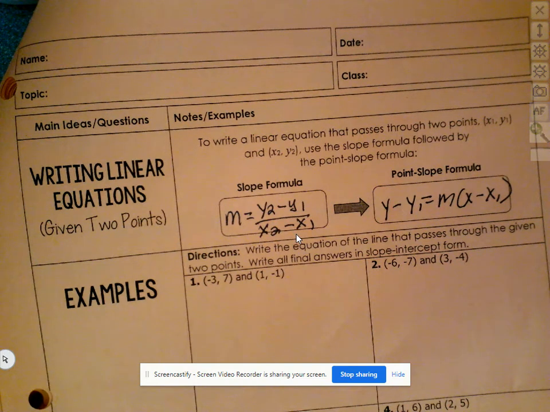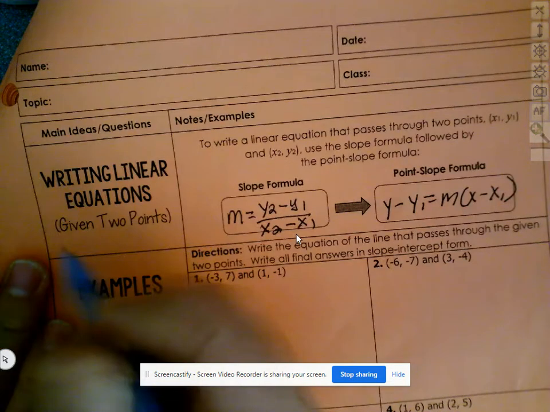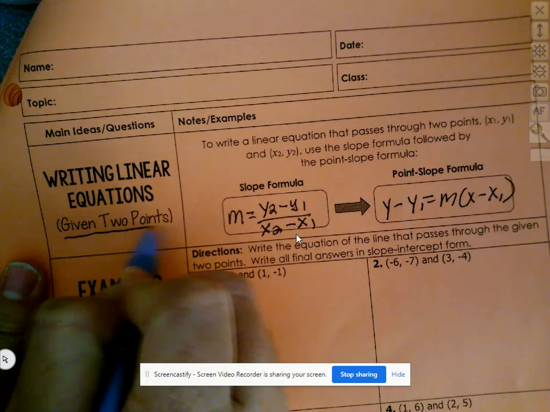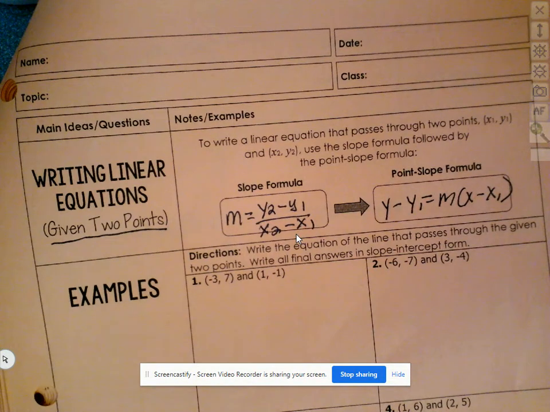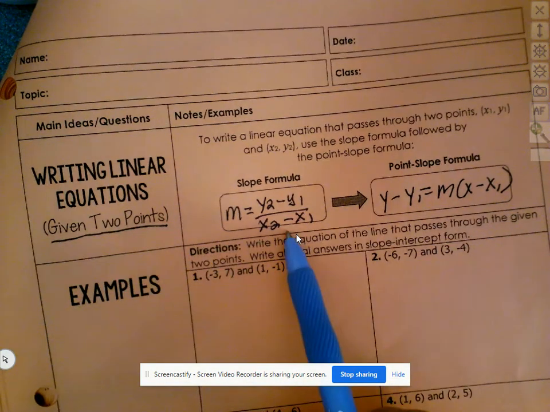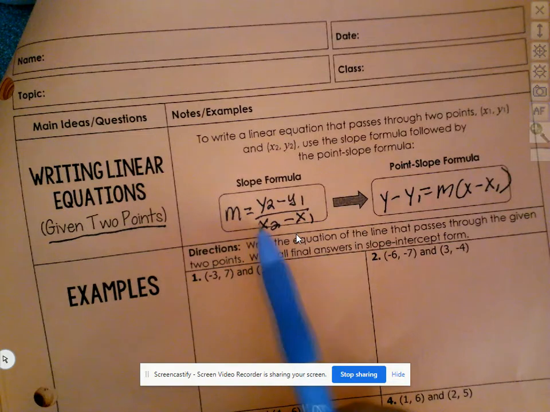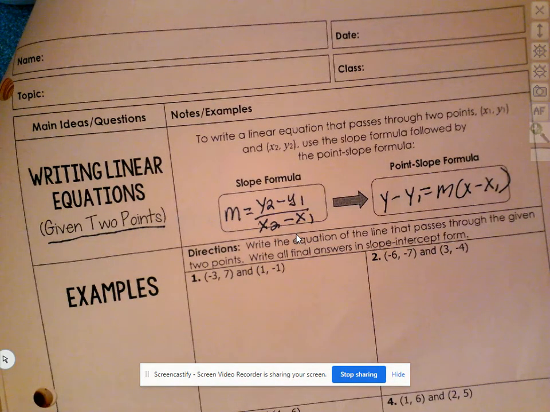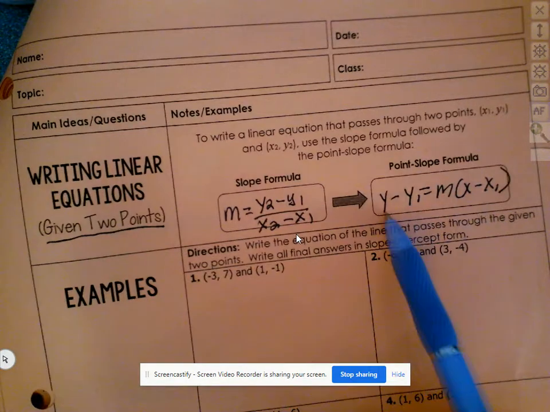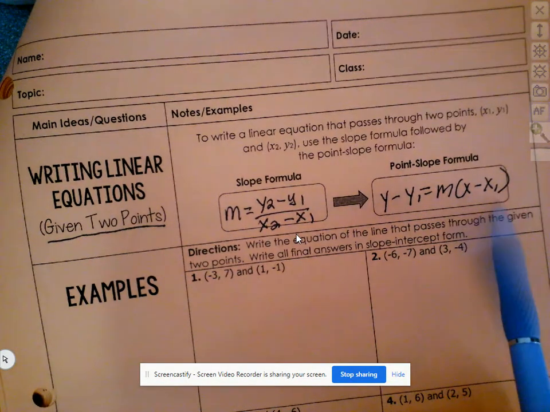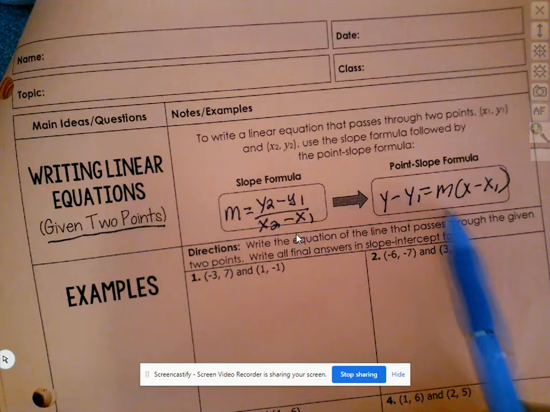Okay guys, today we are continuing on with writing equations using the point-slope formula. Except for today, we're going to be given 2 points. So we're going to have to calculate the slope first, m equals y2 minus y1 over x2 minus x1, and then use our point-slope formula that we used yesterday. Y minus y1 equals m times x minus x1.